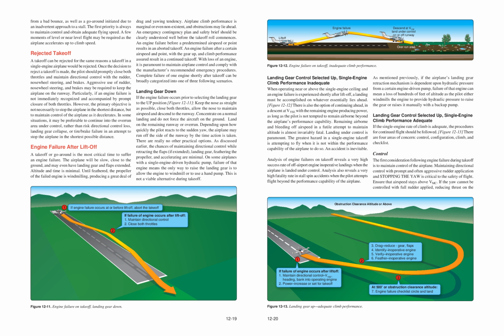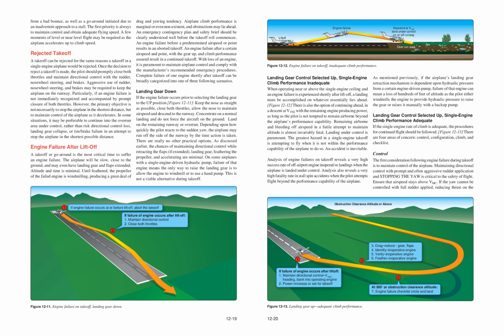3. Drag reduce, gear, flaps. 4. Identify inoperative engine. 5. Verify inoperative engine. 6. Feather inoperative engine. At 500 feet or obstruction clearance altitude: 7. Engine failure checklist. Circle and land.